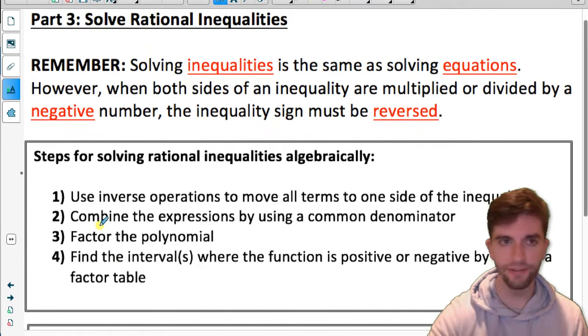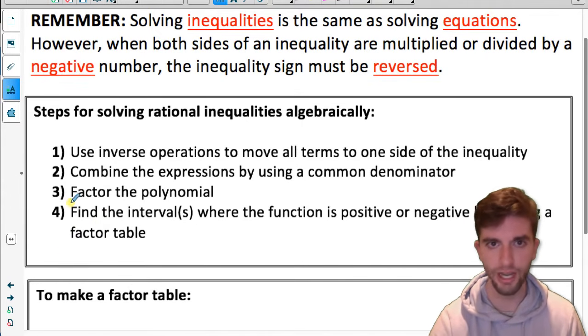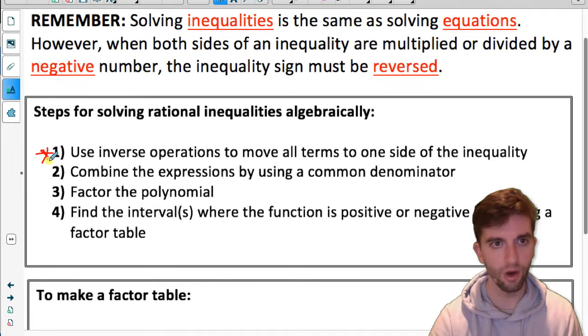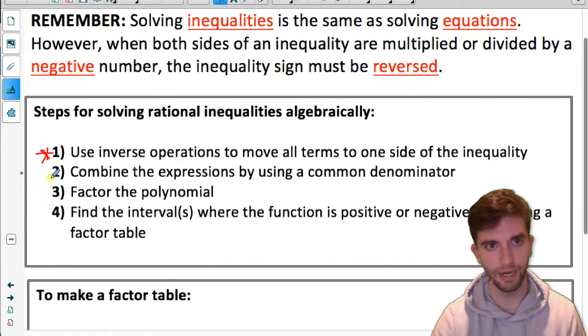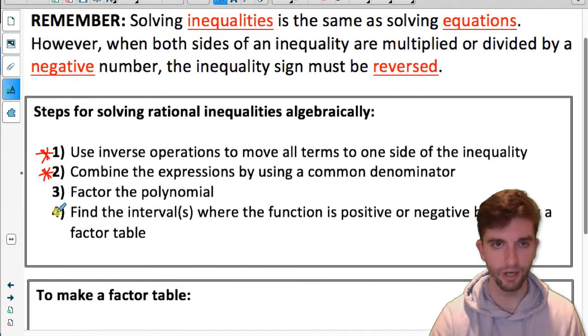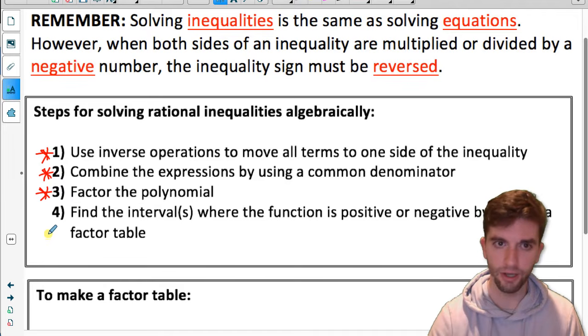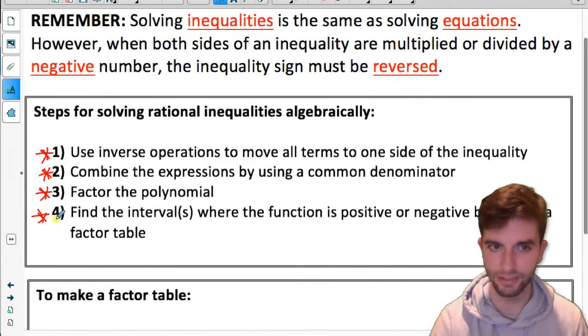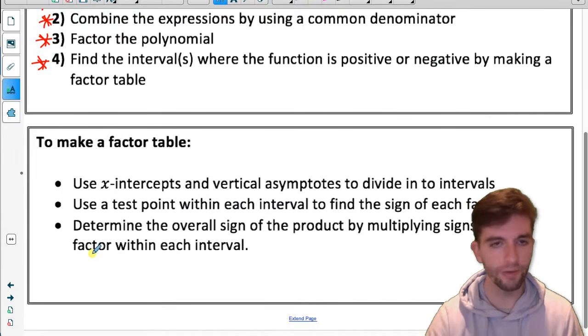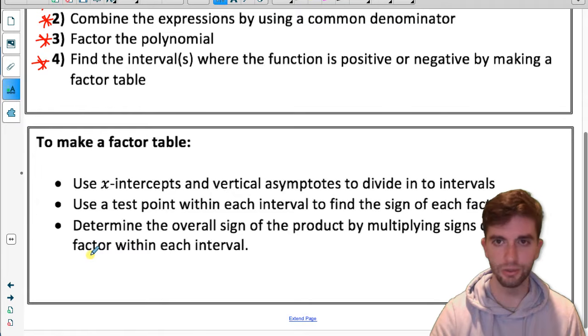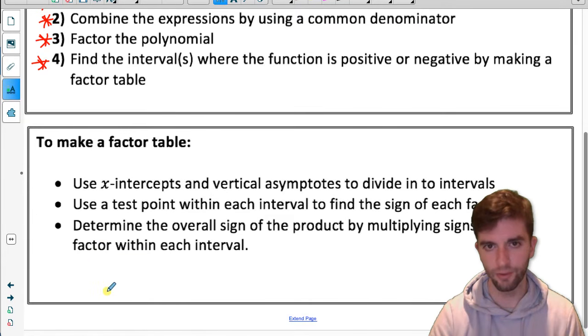Before we make the factor table, we're going to follow these steps. We're going to start by moving all of the terms to one side. After we do that, we're going to combine the terms by getting a common denominator. And then we're going to factor everything as much as possible, and then make our factor table, sometimes also called a sign chart. And how do we make a factor table? I'll reference these steps as we actually do the questions, but I'll just go over them quickly now.